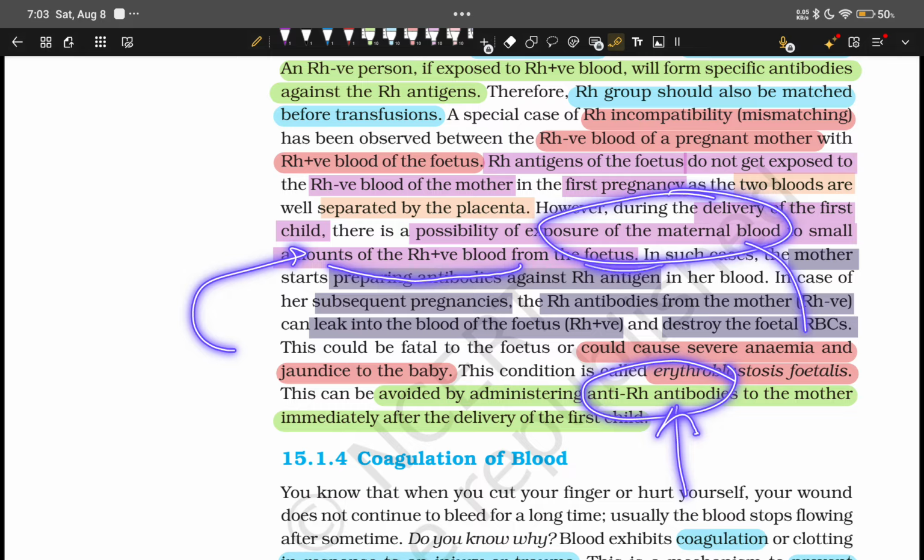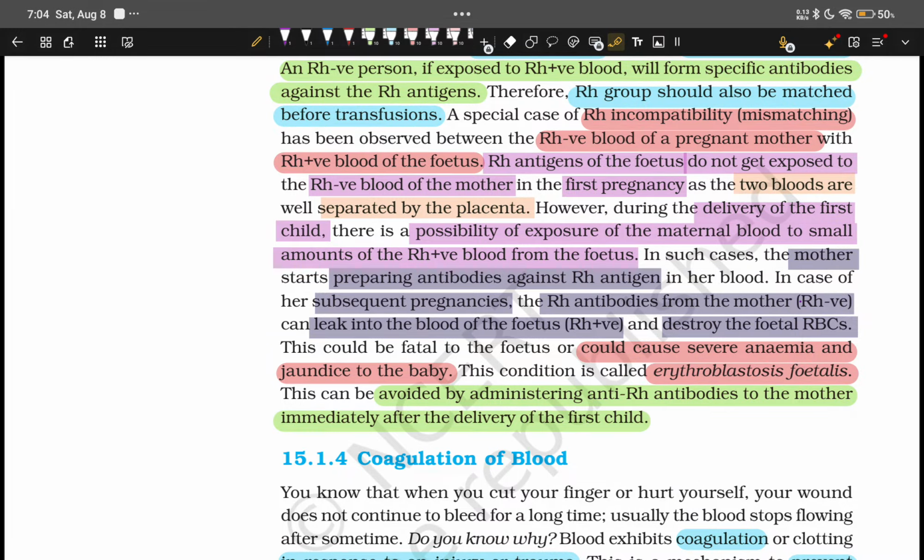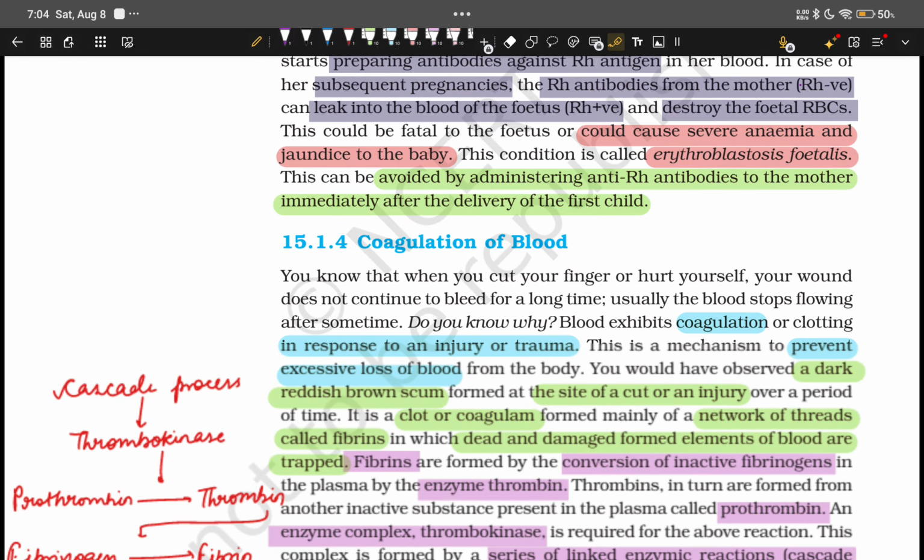It will destroy that, and then it will vanish because it's not going to persist, it's chemically given. Because it will vanish, in subsequent pregnancy it will not cause a problem, because there will be no Rh antibodies from the mother, as it has already vanished. Because of that there will be no destruction of RBC of the fetus, and there will be no erythroblastosis fetalis. I hope I made sense, right? In that case we can avoid this condition immediately if we give this anti-Rh antibody.